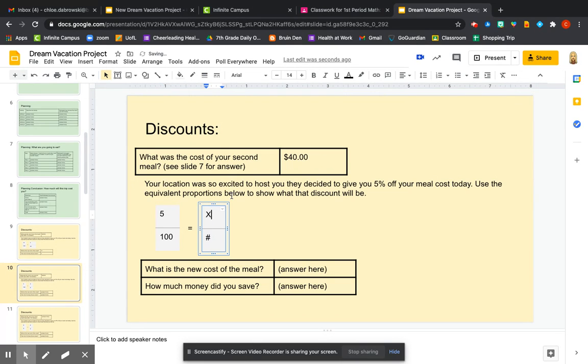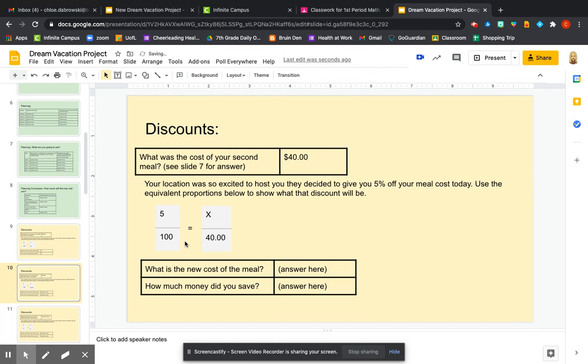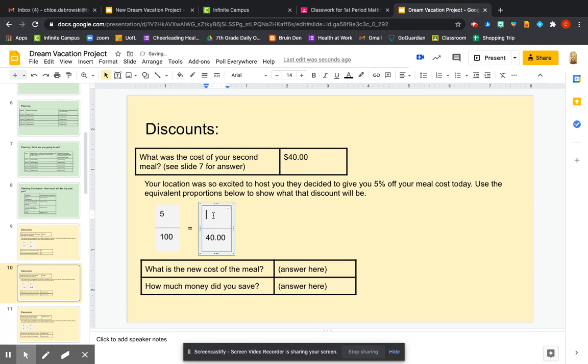Again, it's X over your cost value. Your cost comes from this table, which also came from slide 7, so just make sure you get those copied over. Cost over 100. In order to cross multiply, which of these have two numbers? This one has a variable, so I'm going to do 5 times 40. 5 times 40, I believe, is 200. 200 divided by 100 gives me a value of 2. So I am going to save $2 on this very expensive meal, if I'm writing it in the right box. We're going to save $2.